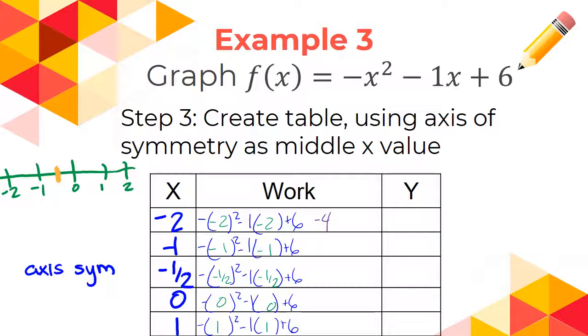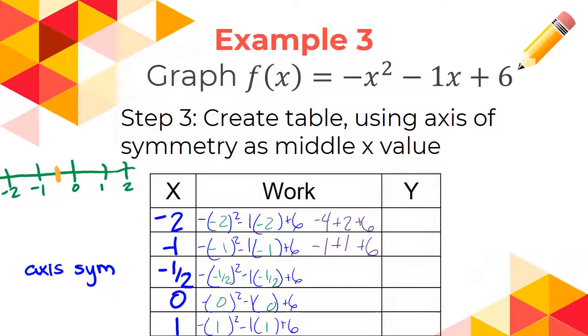As I do some work here, negative 2 squared is positive 4, but then I'm putting that negative on the outside with it. Negative 1 times negative 2 is positive 2, and then positive 6. If you want to use your calculator, please do so. And try this on your own. Pause the video and see if your values match up with mine. Negative 1 squared is 1. With the negative out front, it's negative 1. Negative 1 times negative 1, positive 1, plus 6.